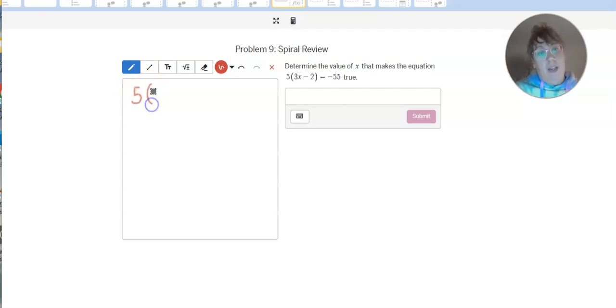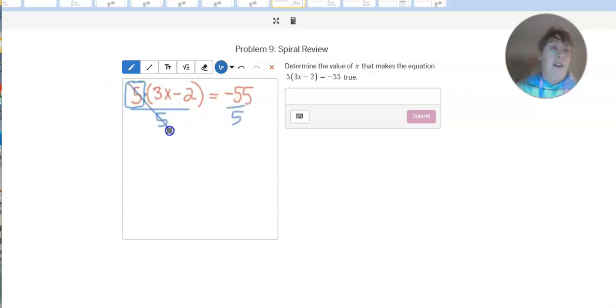So we have this equation of 5 times 3x minus 2 is equal to negative 55, and we want to find the value of x that would make this true. We can either distribute this 5 or we can move it to the other side. It's attached with multiplication right now, so we can move it by dividing it on both sides. 5 divided by 5 will cancel, and we're just left with 3x minus 2 equals negative 55 divided by 5 is negative 11.